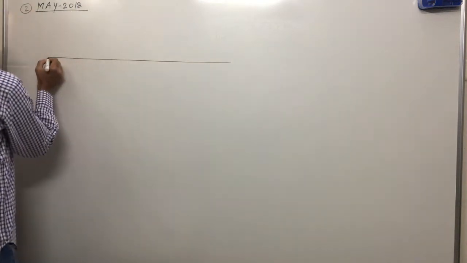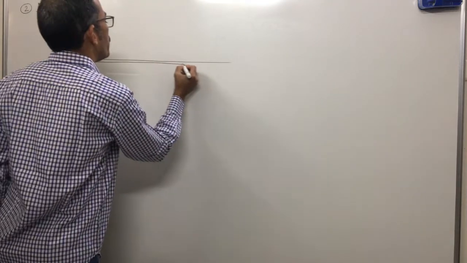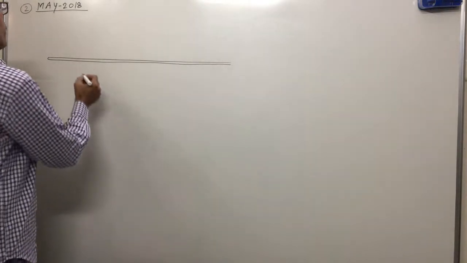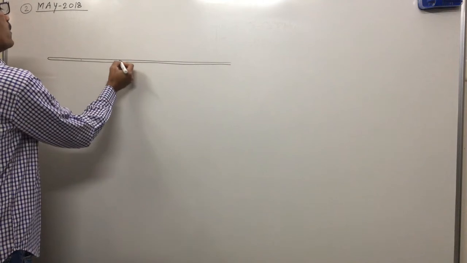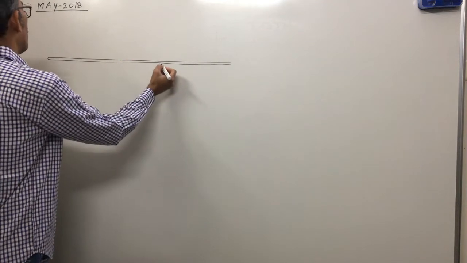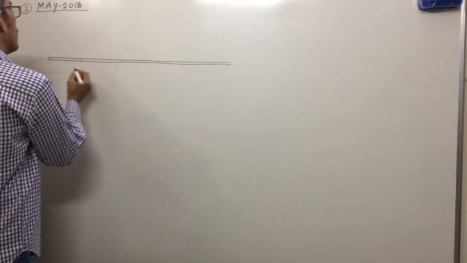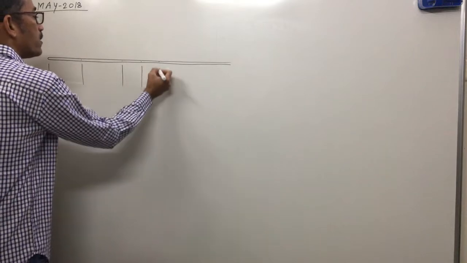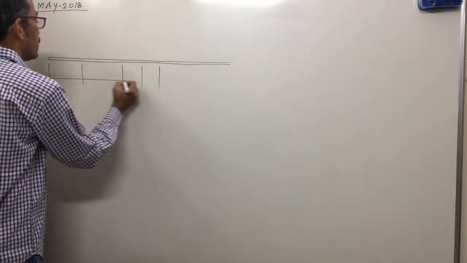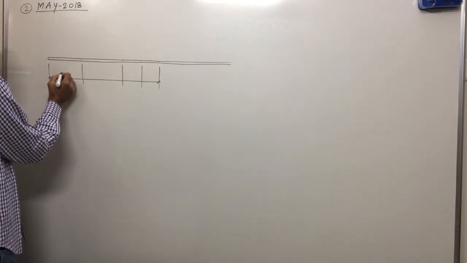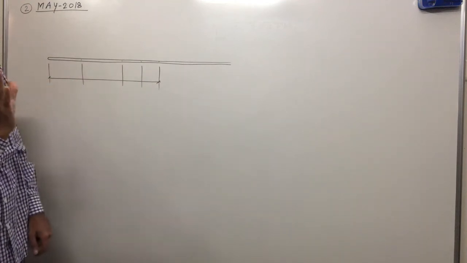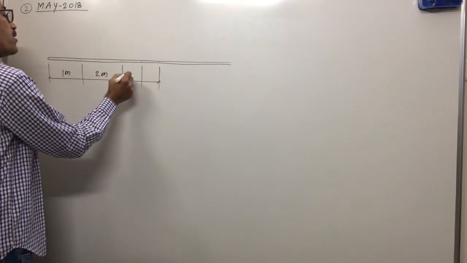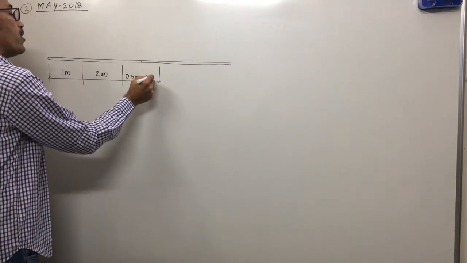Say this one is a 7 meter long beam. Okay, how is it divided? 1 meter, 2 meter, then 1 meter, but this 1 meter is again divided in two parts. These distances are 1 meter, 2 meter, 1 meter, 2 meter, 0.5 meter, 0.5 meter.